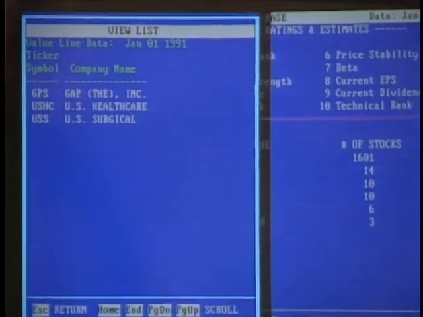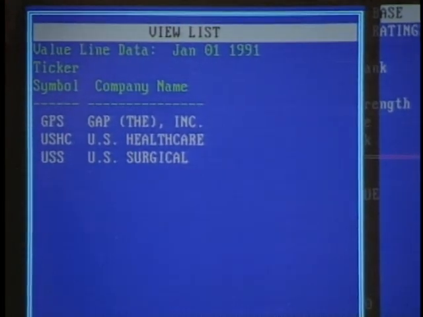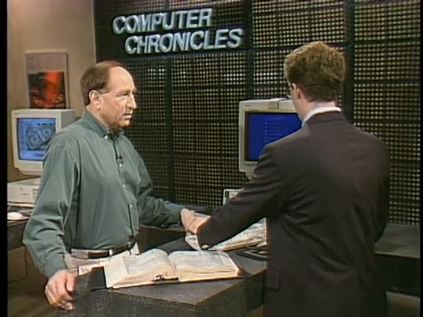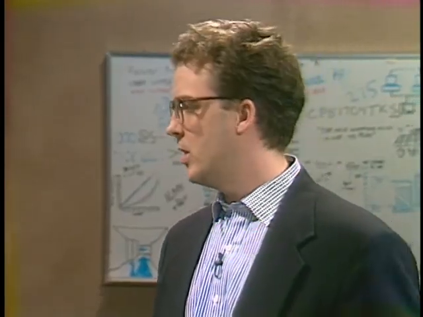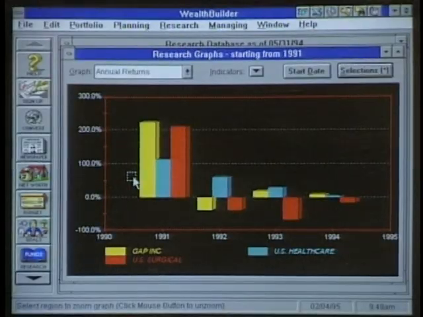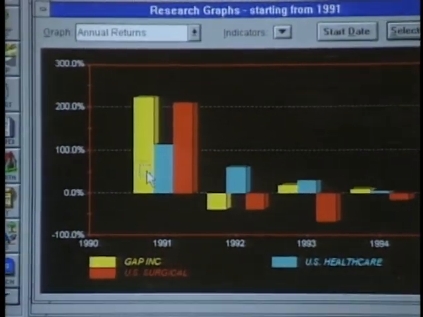Right, and I hit the F5 key to pull up those 3 stocks, which are the Gap, U.S. Healthcare, and U.S. Surgical. All right, so we can take a look now at what would have happened at the end of 91 had we paid attention to what the computer said. That's right. What I'm going to do is go into a Windows-based program called Wealth Builder, which draws nice-looking graphs of stock market performance. Over on the left side, the big bars that you see there are the 3 stocks the computer said to buy. And as you can see, they did well.